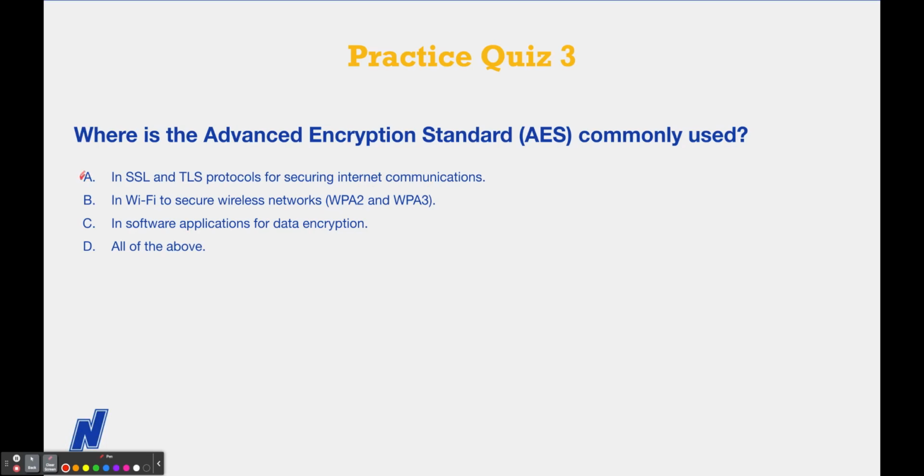Let's see the other options here. In Wi-Fi to secure wireless networks, such as WPA2 and WPA3. We did talk about how AES is used in that, so that's also correct. In software applications for data encryption, we did say that there are software applications that do use it. So all of these apply, which means that D is our correct answer since everything above is correct. Perfect. Let's go on to the next slide.